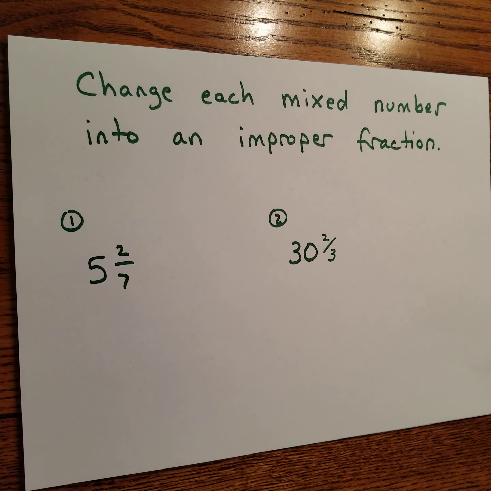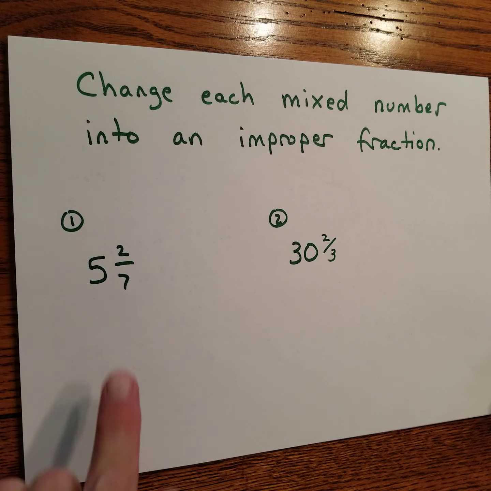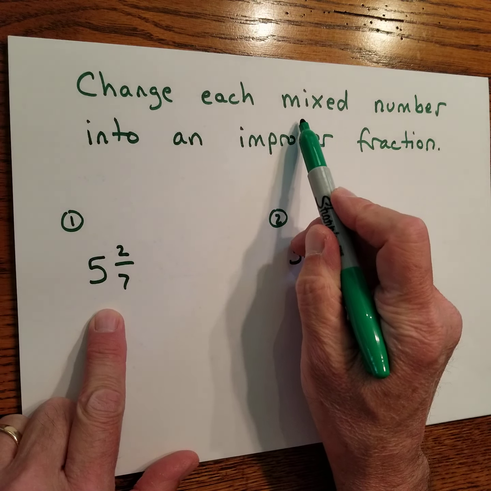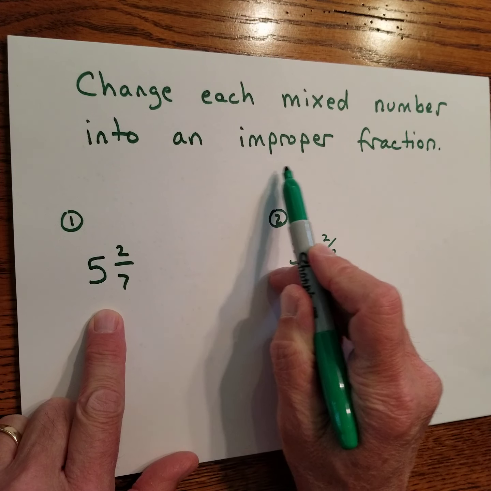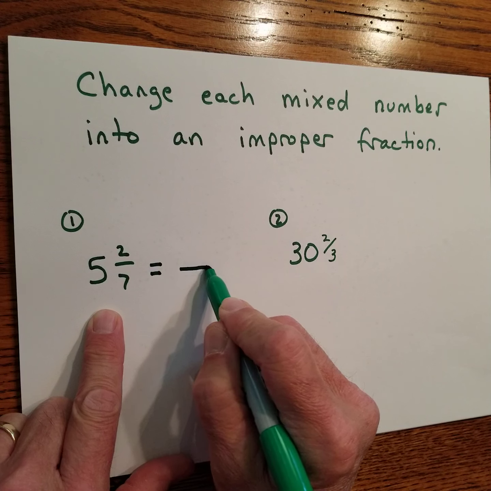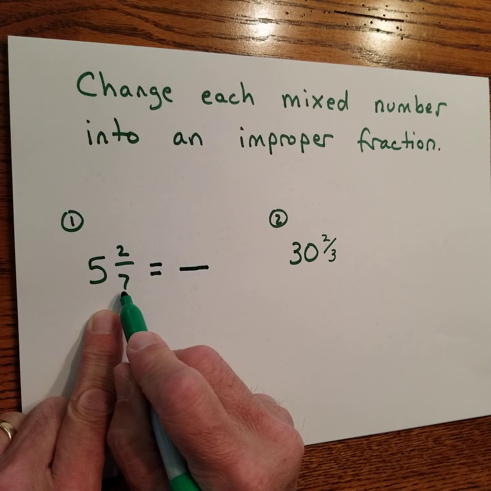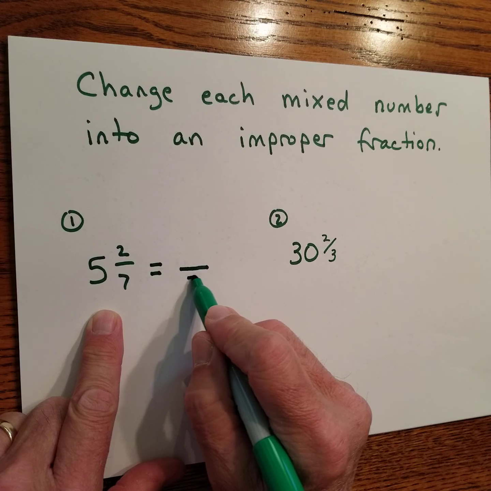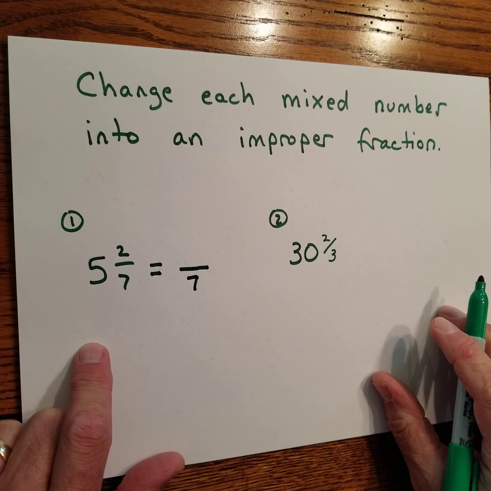All right, students. In this video, we'll continue practicing our fraction problems. Number one, we're changing a mixed number into an improper fraction. Well, the first thing I remember is that the denominator does not change. If the denominator here is 7, the denominator in my answer is 7.